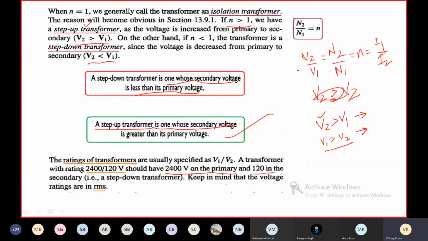Here V1 is greater than V2. If V1 is greater than V2, then the transformer is a step-down transformer, that is, the secondary voltage is less than the primary voltage. Then the transformer is called a step-down transformer.